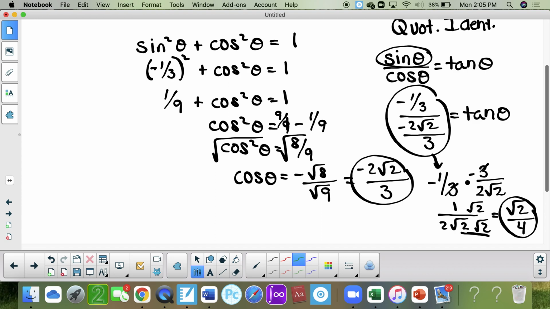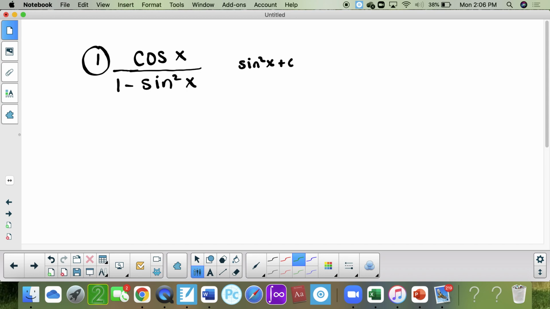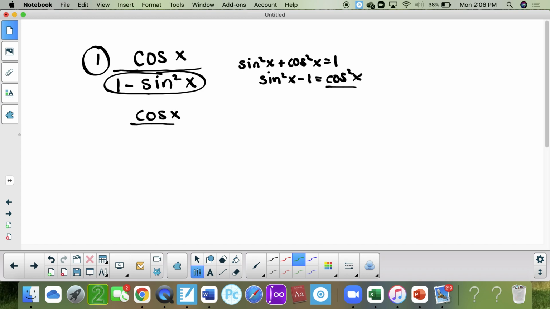Okay, that's the 7.1 side, the front side. Let's do the back side. The next page, we're going to use formulas. We have the cosine of x over 1 minus sine squared x. And if you look at your formula sheet, you'll notice that sine squared x plus cosine squared x equals 1. So doesn't 1 minus sine squared x equal cosine squared x? So can I replace this with cosine squared x?